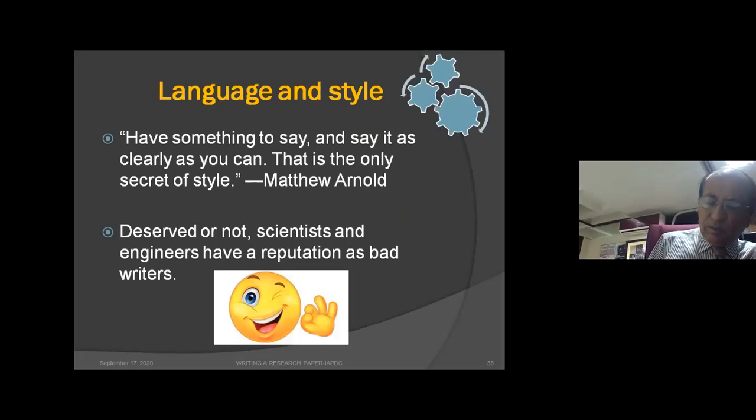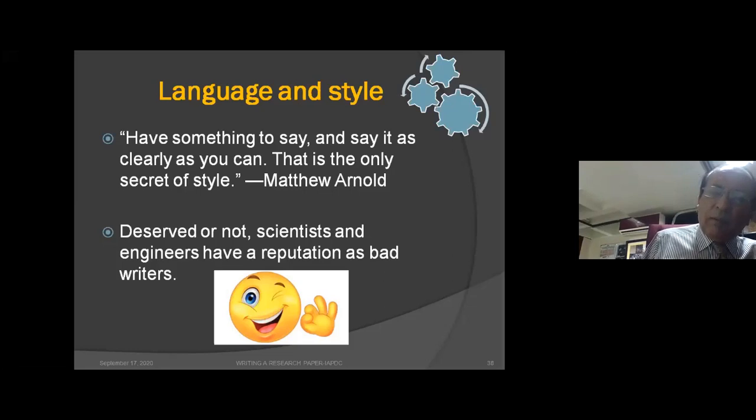I've been emphasizing that the language of the research paper has to be as unambiguous as possible. That is possible only when you write short, broken down sentences with simple English language and with a sequential flow. The only secret of style is using simple language and saying it clearly. If I write something and it is less clear, others will not understand it properly, so my effort is not there properly.